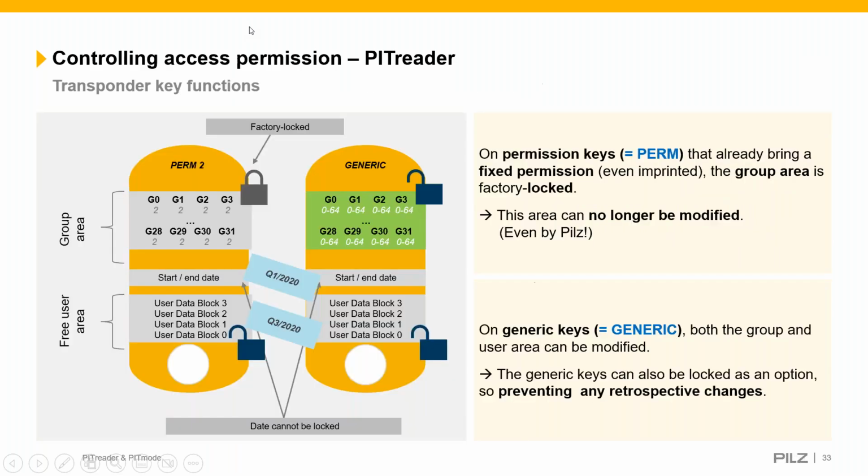So, transponder key functions. We have two types of keys at Pilz. Permission keys already bring a fixed permission, and the group area is factory locked. So this area can't even be modified by Pilz. So you could buy permission keys from Pilz with group permissions already locked in. And on generic keys, both the group and the user area can be modified. The generic keys can also be locked as an option, preventing any retrospective changes.